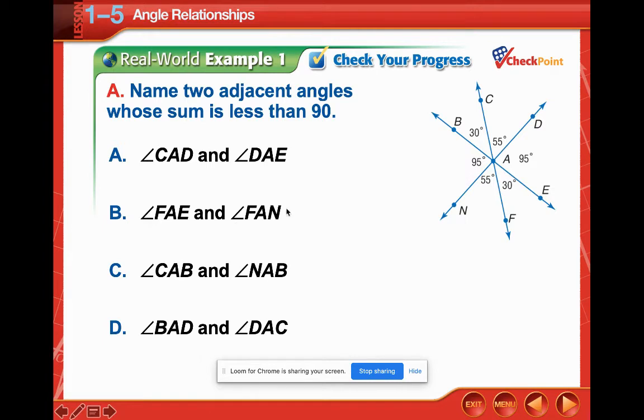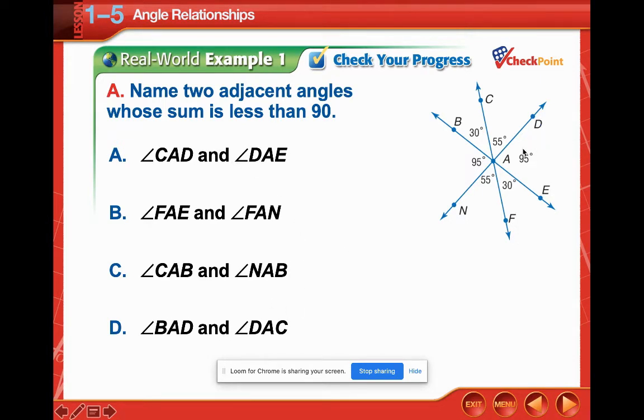Let's see B. FAE, right here, 30 degrees, plus FAN, which is right here, 55. 30 plus 55 is 85. That's less than 90. That looks like the right answer. We're just going to stick it right here for now, B. But let's double check. We got CAB, which is 30, and NAB, which is 95. 30 plus 95 is 125. That is larger than 90, so that's no good. We know A and C are no good. We know B is right, but let's just double check on D.